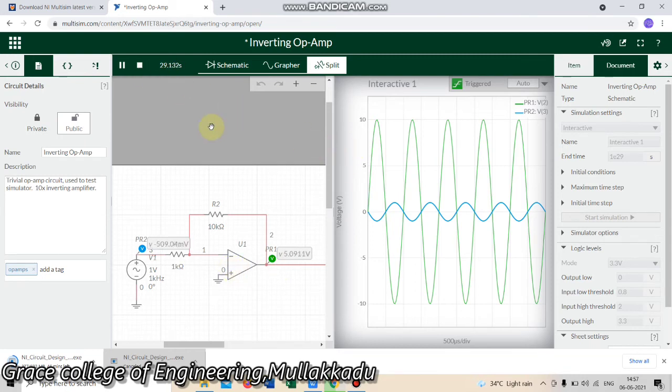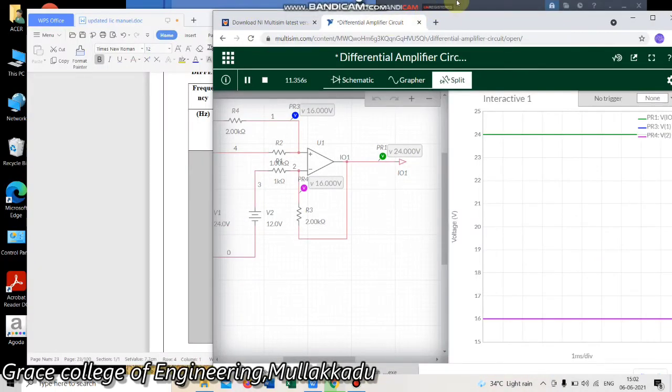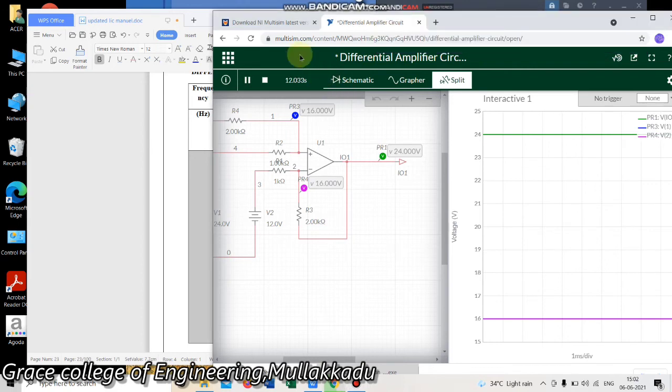Next we are going to see about the differential amplifier. See, this is the output for the differential amplifier.